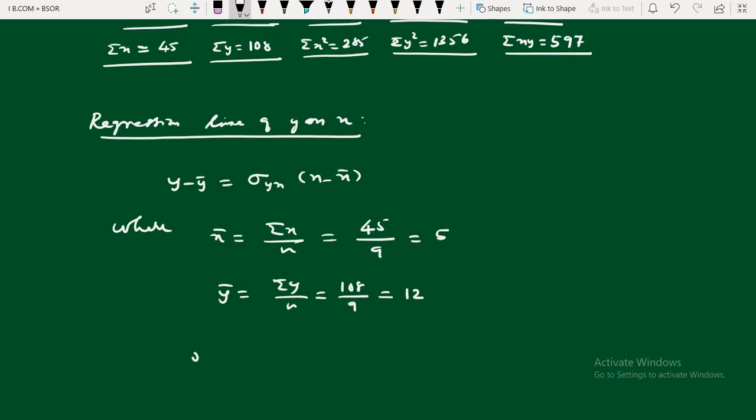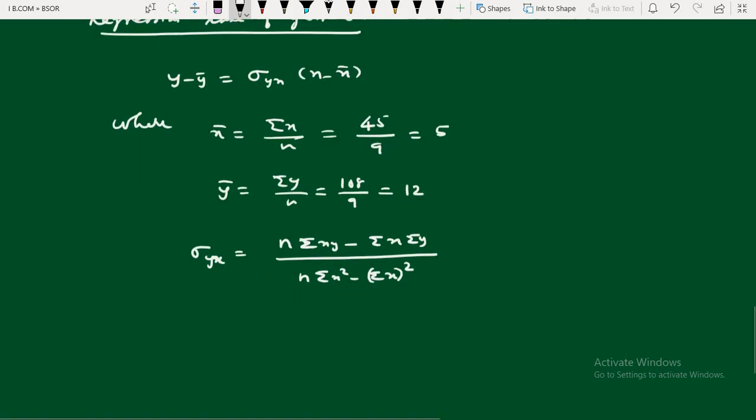Then we need sigma yx. We have two formulas. One is r into sigma y by sigma x. That formula we cannot use here because we don't know r, sigma y, sigma x values. But we know the summation values. So use the summation formula: n into summation xy minus summation x into summation y, divided by n into summation x square minus summation x whole square. This formula we can use here.